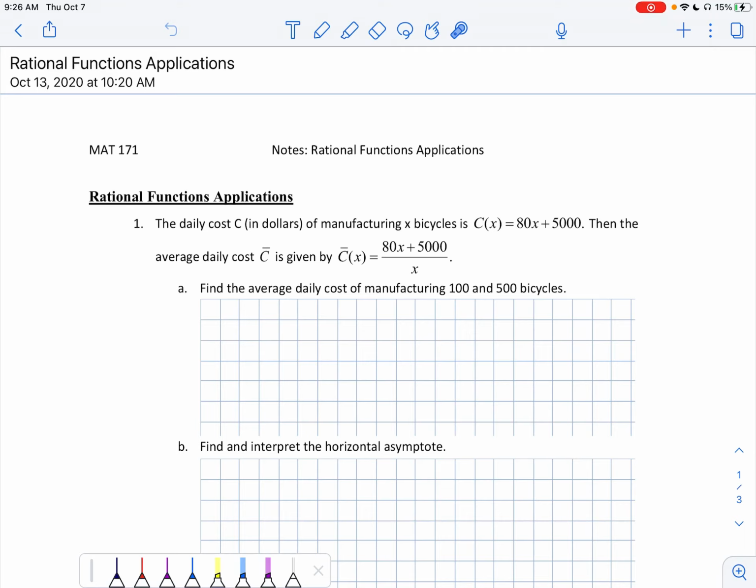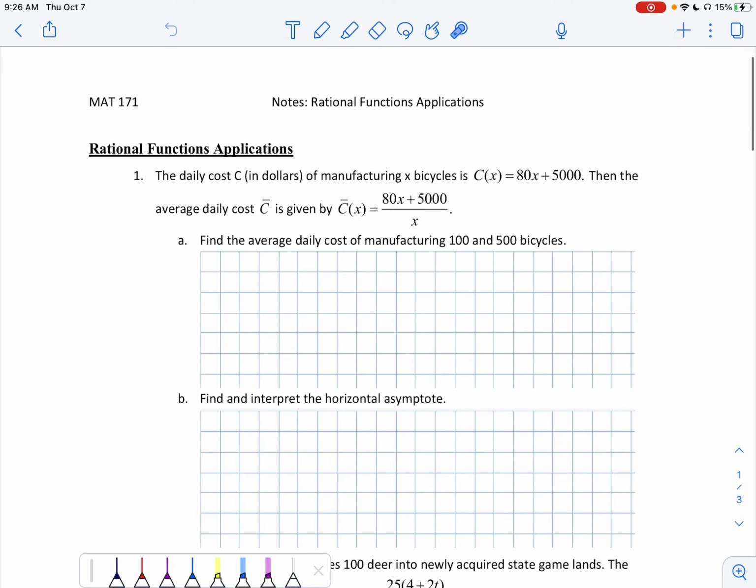All right, so then it tells us the average daily cost of manufacturing bicycles is that cost function divided by x. Okay, so part A, we just want to use our function in order to calculate the average daily cost for different numbers of bicycles. So we want to find the average daily cost of manufacturing both 100 bicycles and 500 bicycles. So let's start first with just 100 bicycles. So we're just looking for the average cost of manufacturing 100 bicycles.